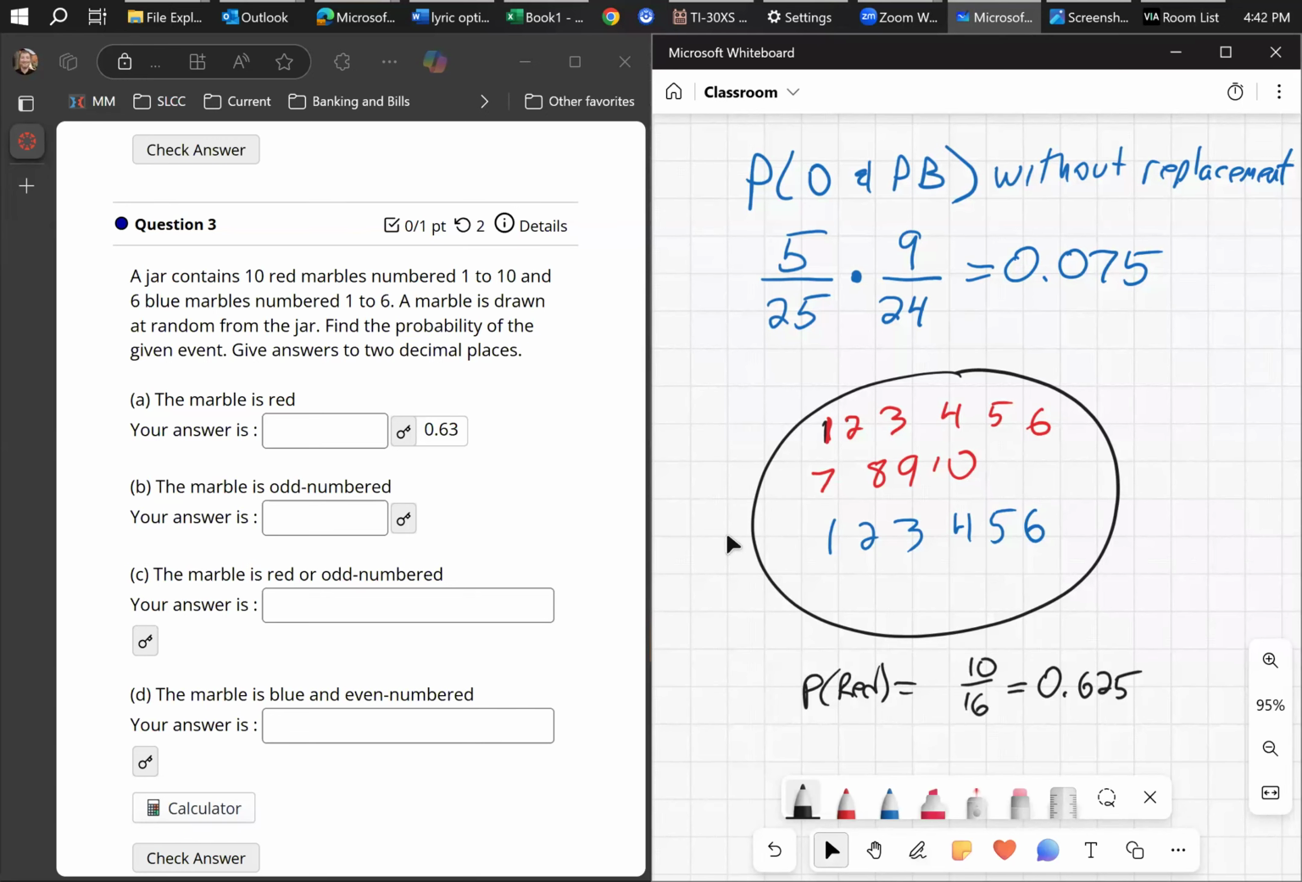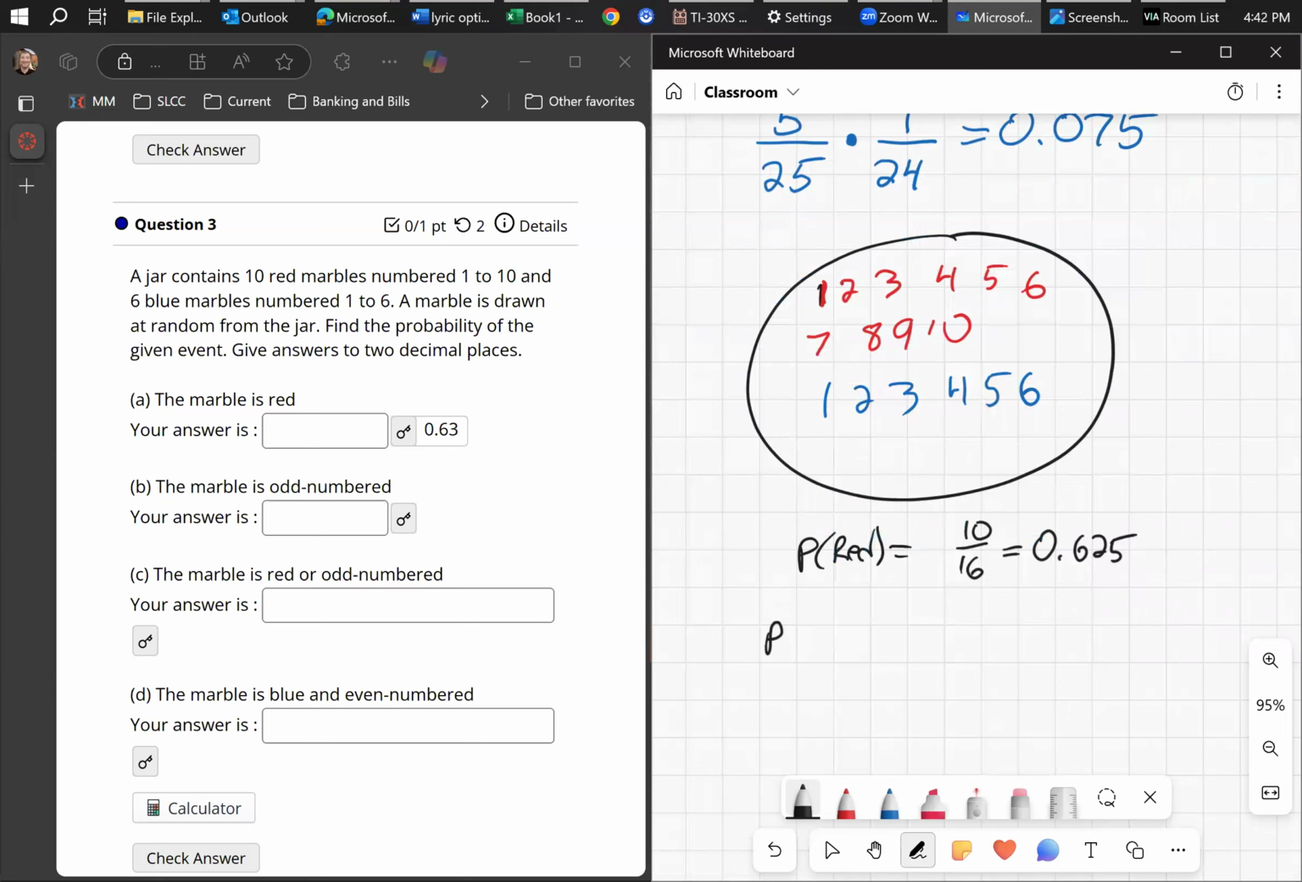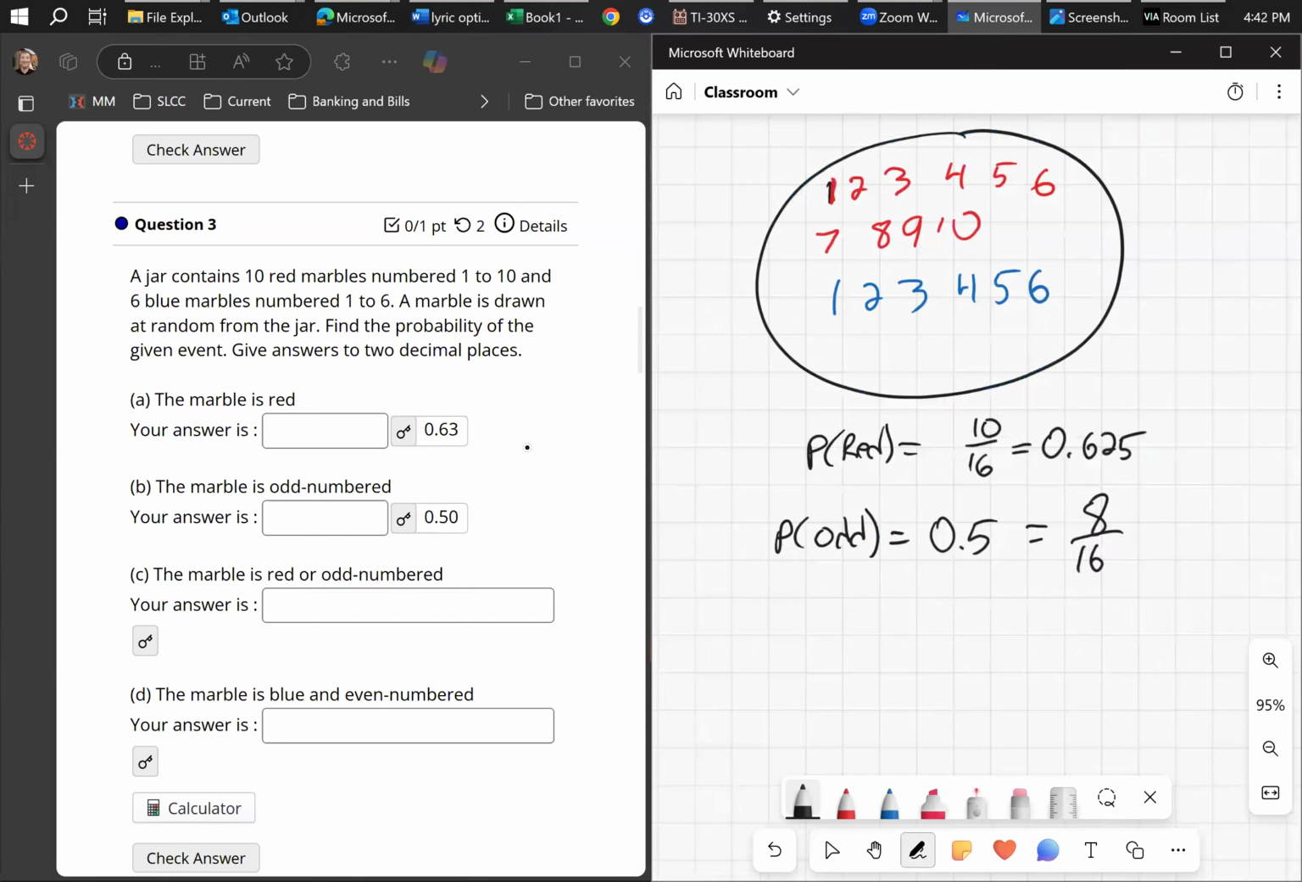What about the probability of an odd? Well, since there's an equal number of odd and even, that should just be 0.5. But we could count them. 1, 2, 3, 4, 5, 6, 7, 8. 8 out of the 16, which again is 0.5. Now we get into the rules, the and or.